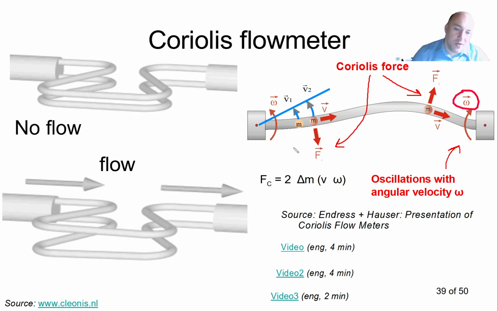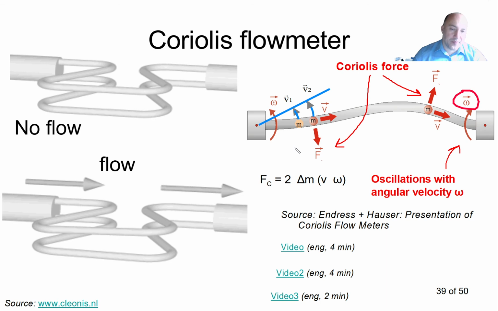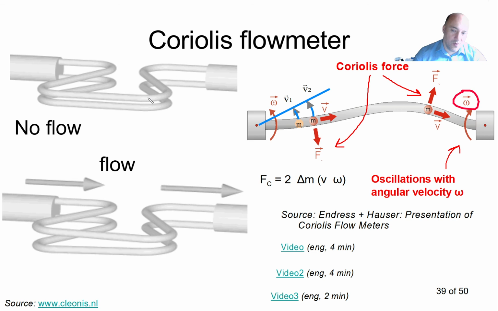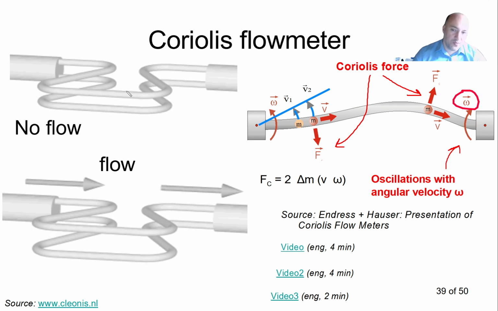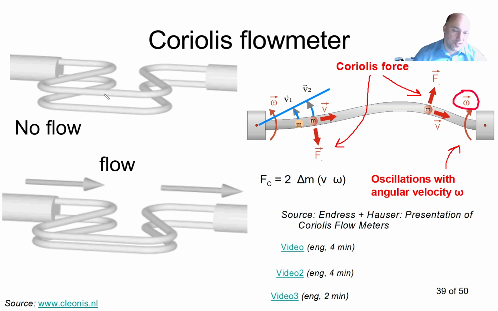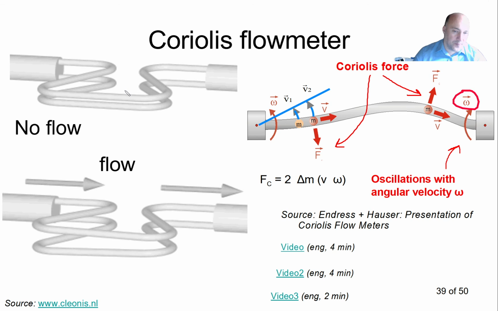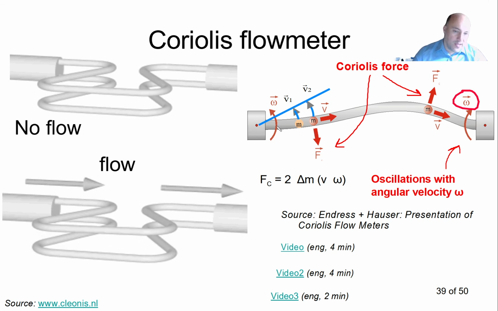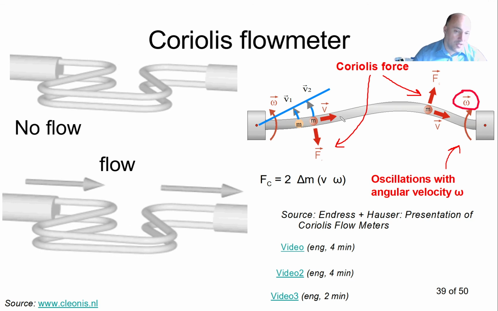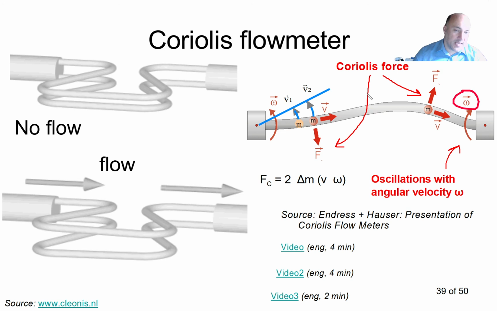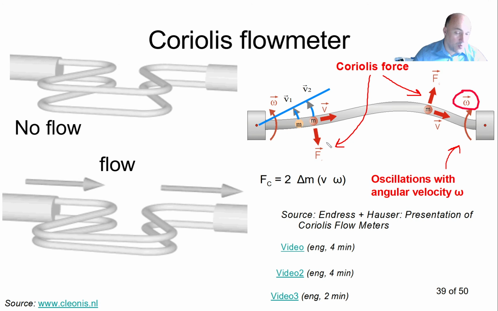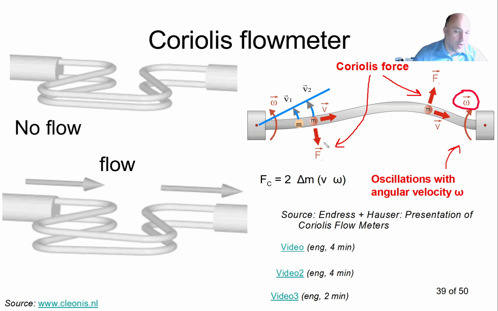Now, when there is no flow, the pipe is oscillating like this. So it's moving back and forth, and we see that there is no additional twisting that is created. However, as soon as we increase the flow rate to non-zero values, we will see the Coriolis force that will act on the liquid. And we can actually calculate the Coriolis force.